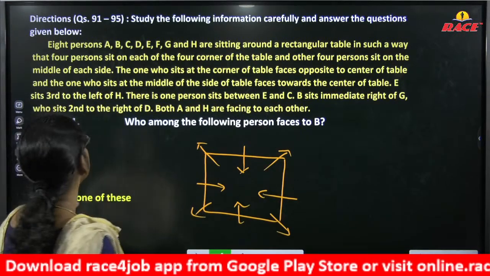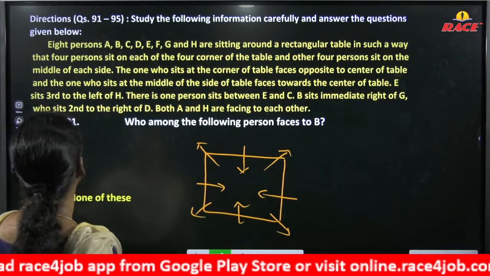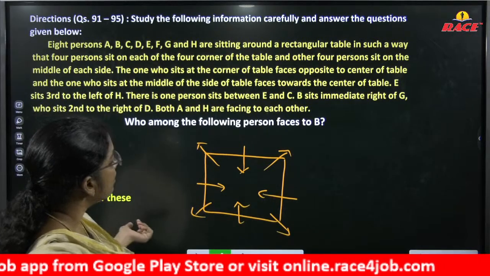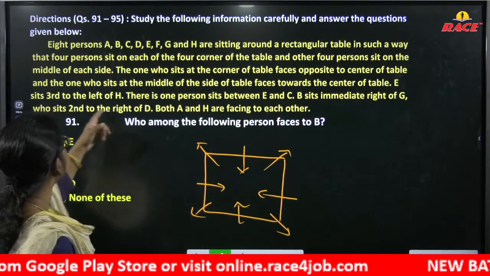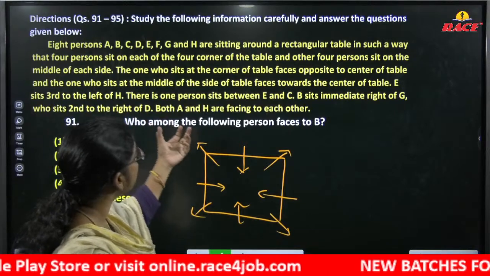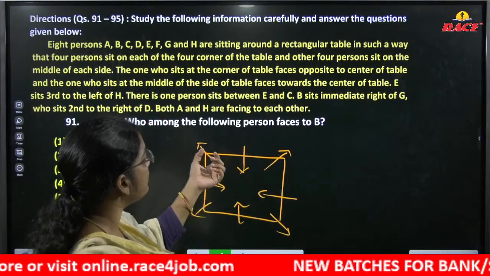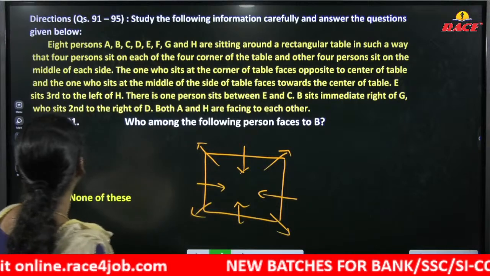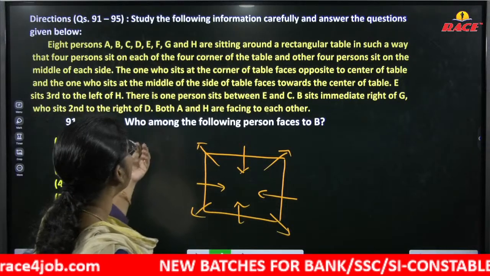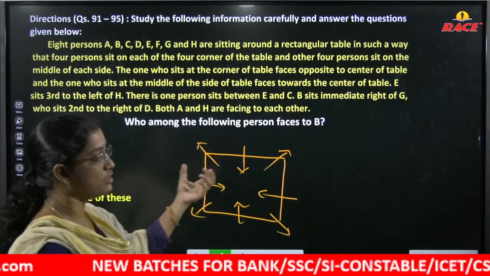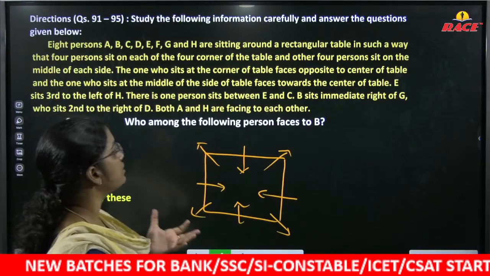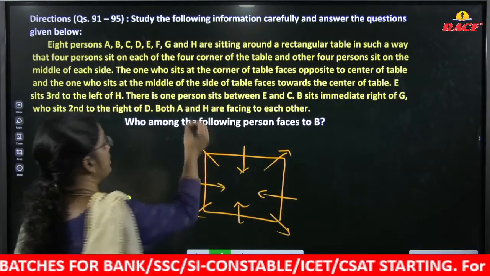In this arrangement we have our main information. E sits third to the left of H. There is one person sitting between E and C, and B sits immediate right of G, who sits second to the right of D, and both A and H are facing each other. Just observe this last statement.